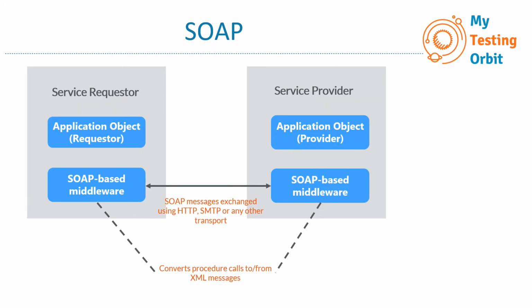Okay, so this diagram will help us understand more how SOAP works. If we have a look, we have a service requester, and then we have a service provider as well. There are SOAP messages exchanged using either HTTP, SMTP, or any other transport, because we just learned that it's transport independent or platform independent. And if we have a look over here, it converts procedure calls to XML messages.